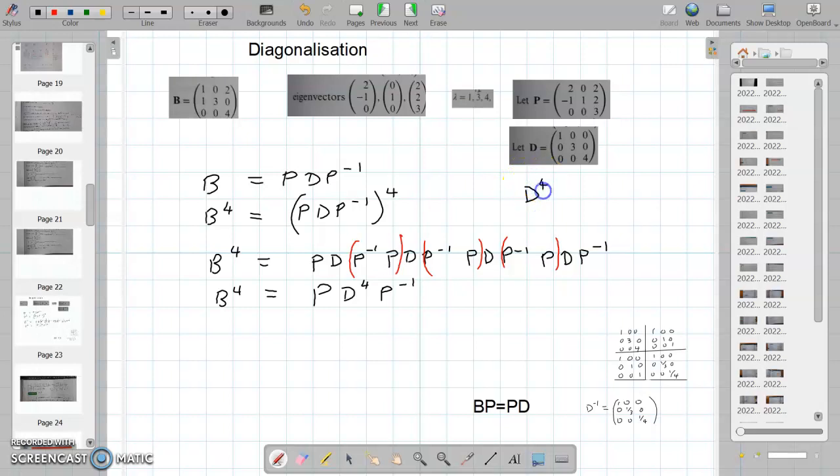D to the power of 4. If it's just leading diagonal, it's going to be 1 to the power of 4. And the next one is going to be 3 to the power of 4, which is 81. And 4 to the power of 4, which is 256. And then the rest are the zeros.